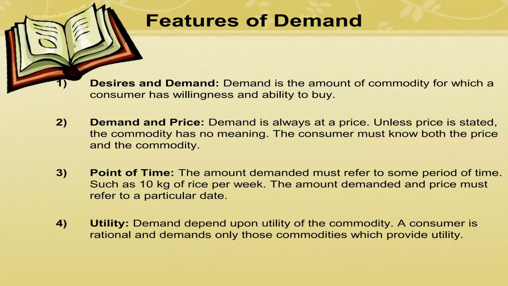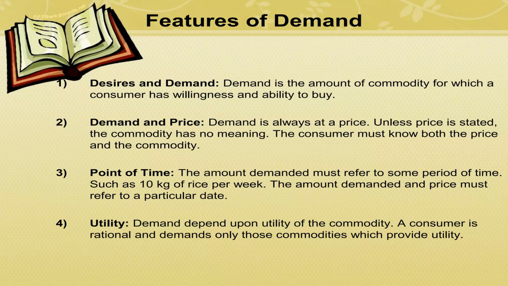Second, demand and price. Demand is always at a price. Unless the price is stated, the commodity has no meaning. For example, you want to buy a toffee. How will you buy the toffee if you don't know the price? Being rational consumers, we always prefer buying goods which have a stated price on them. We do not behave irrationally.